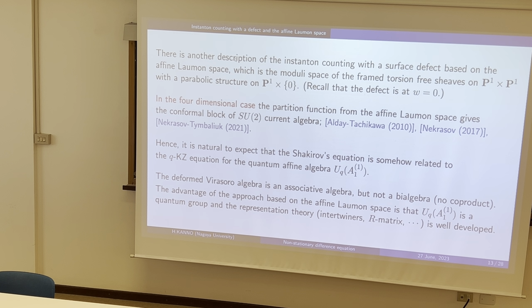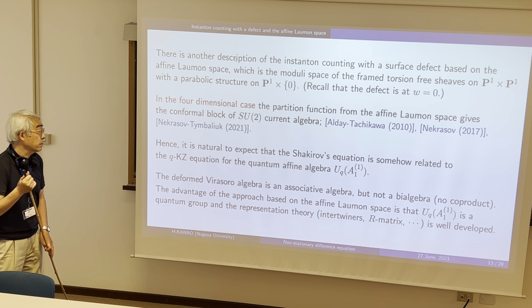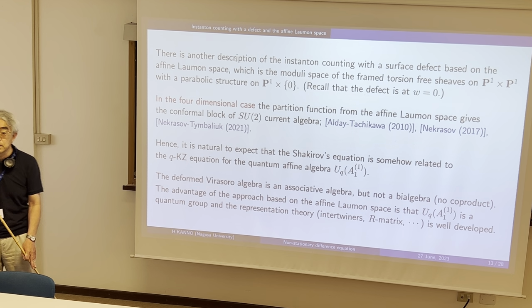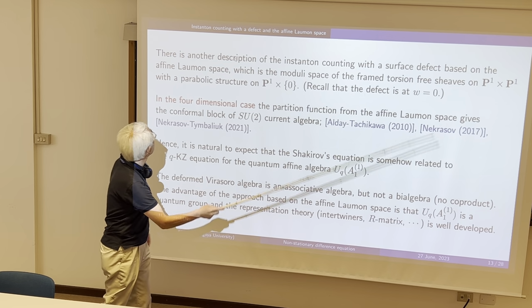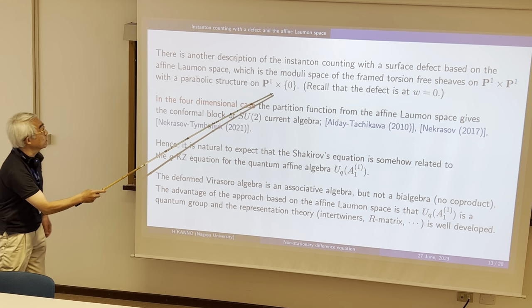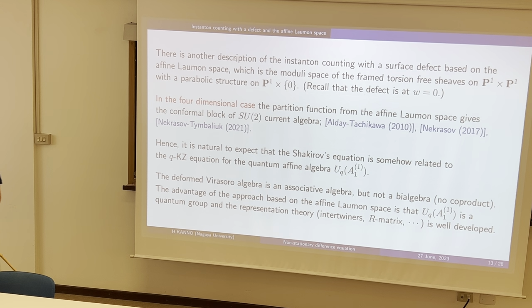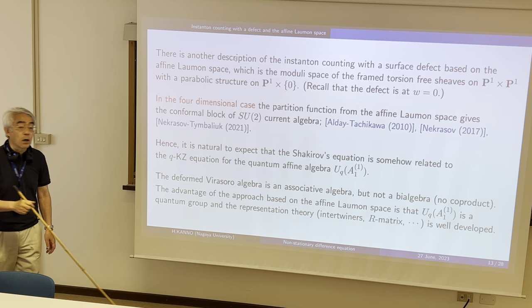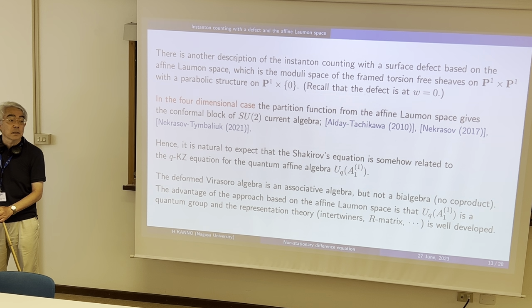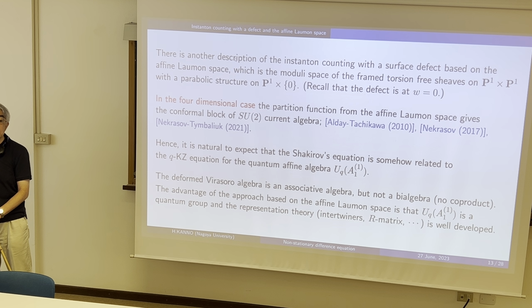But there is another description of instanton counting with a surface defect based on the so-called affine Laumon space. That is a moduli space of framed torsion-free sheaves on P1 times P1 with a parabolic structure on P1 times 0. Physically, this parabolic structure corresponds to the surface defect. And in the four-dimensional case, the partition function of this affine Laumon space gives a conformal block of the SU(2) current algebra. That is the point I told you before. So his equation should naturally be regarded as not only the BPZ, but also the KZ equation.